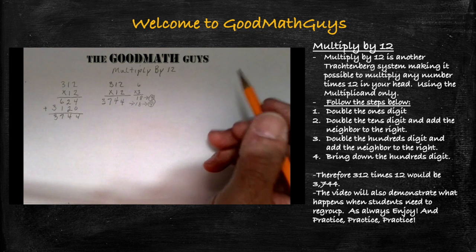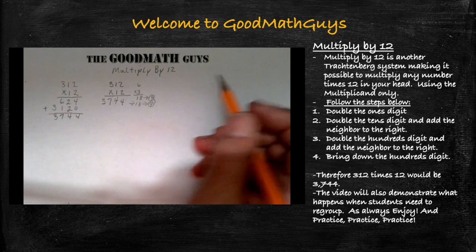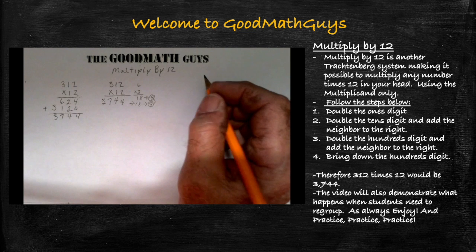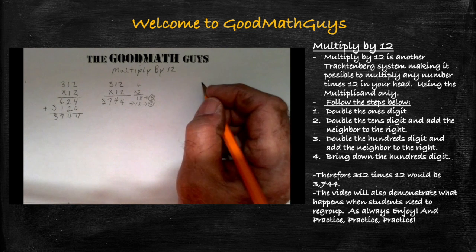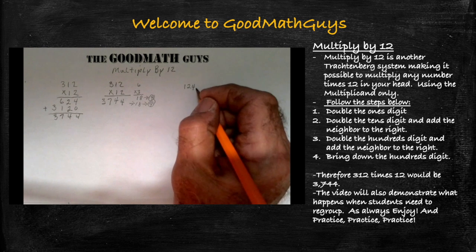Let's try another one. We're not going to do the traditional model anymore. Let's try 124 times 12.